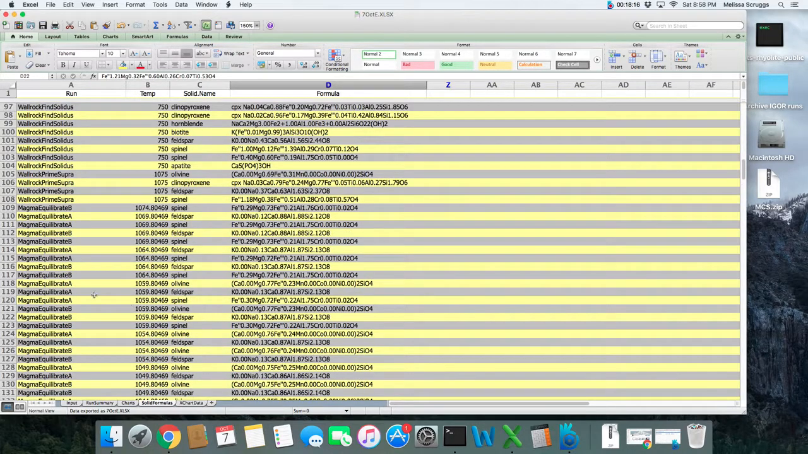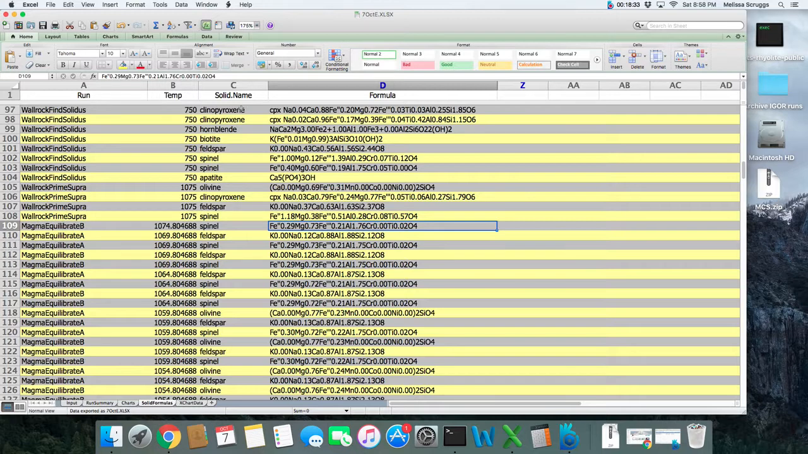here we go. Our first temperature step, we have spinel on the liquidus. The temperature of the magma is at 1074.8 degrees. And then here we have the composition of that spinel. And I'll go ahead and zoom in just a little bit more so you guys can really see it.